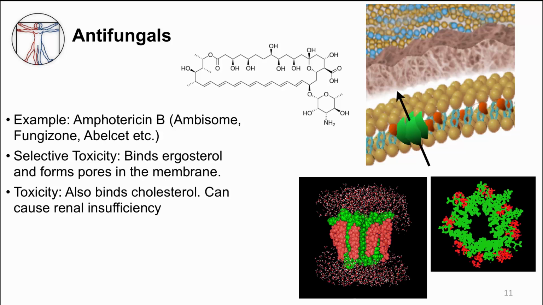Now, unfortunately, the selective toxicity is not completely selective. Amphotericin can also bind cholesterol on our membranes, although the binding is not as efficient. When it binds to cholesterol, it forms pores in our membrane. As amphotericin is excreted in the kidney, this can lead to kidney damage. Renal toxicity is unfortunately a major side effect of this antifungal drug.